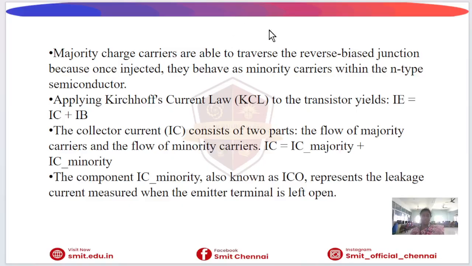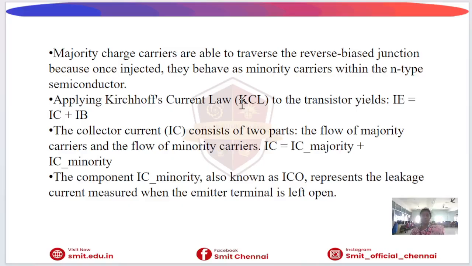So why is the base thin? The base is intentionally made very thin and lightly doped. Why? To minimize the recombination. As a result, 95 to 99 percent of carriers reach the collector. So only a small percentage of the current contributes to the base current.